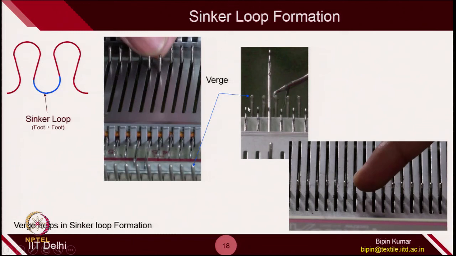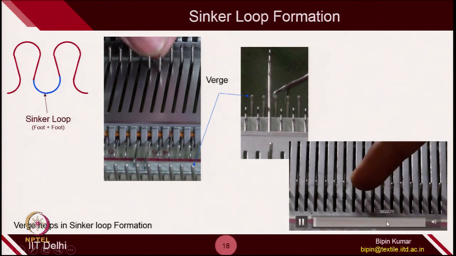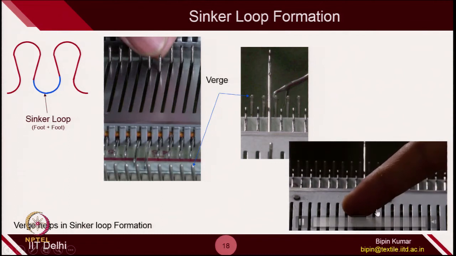The verge is playing the role to make this sinker loop, because once the needle is catching the yarn going inside the bed, the verge is there to support. And because of this support, the sinker part or this yarn segment gets struck with the verge, due to which sinker loop is created. You can see here in this video also, you would be able to see what is exactly happening.